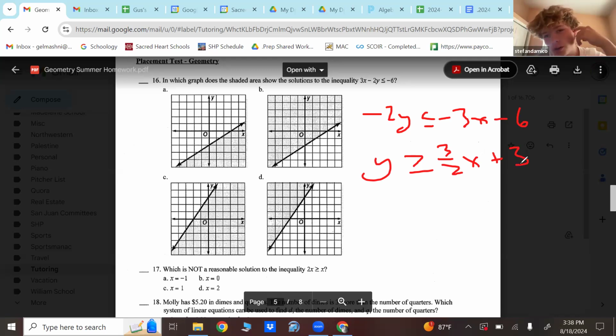So wait, you want me to solve it? And then what we need to do is graph it. Because we isolated y, the shading has to be above or below. It's definitely going to be above, so it's going to be D. Yep. So if it's a negative, it's going to be below, right? All right.